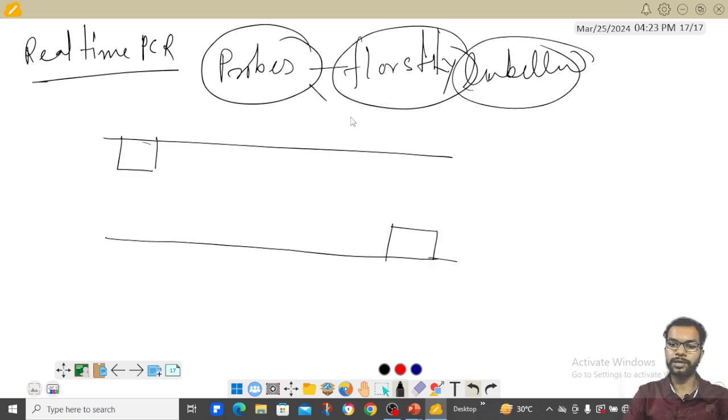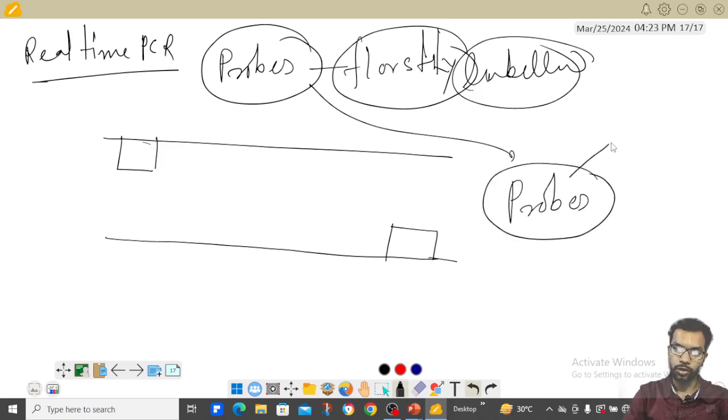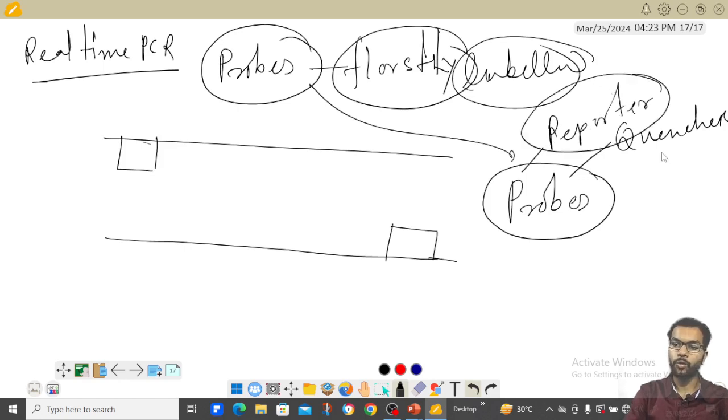In probes, two molecules are attached. One molecule is known as the quencher, and the other molecule is known as the reporter. When the quencher and reporter are both attached to the probe, the reporter will not emit fluorescence.